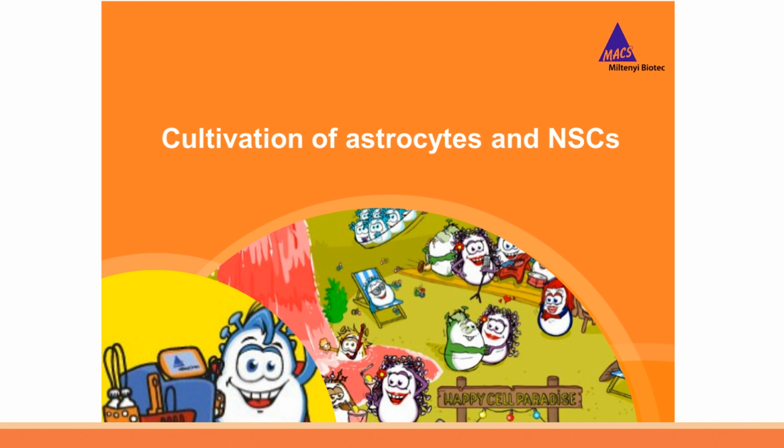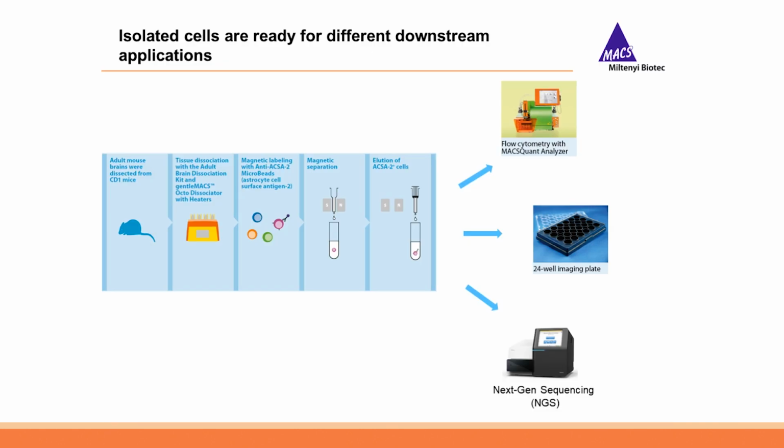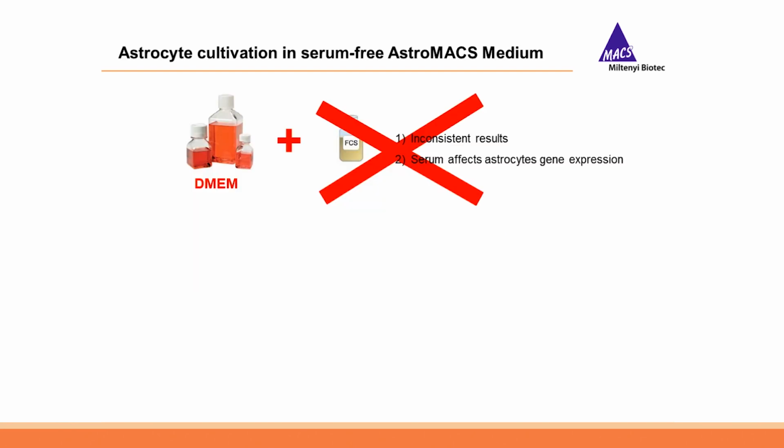In the last part, we now have a look at the cultivation of the astrocytes as well as the cultivation of the neural stem cells. We have the separated cells, and they can now be processed by different downstream applications like flow analysis, sequencing, or cultivation, for example. In case of cultivation, usually serum-containing homebrew media are used, and this leads to inconsistent results. One drawback is also that the serum really affects the gene expression.